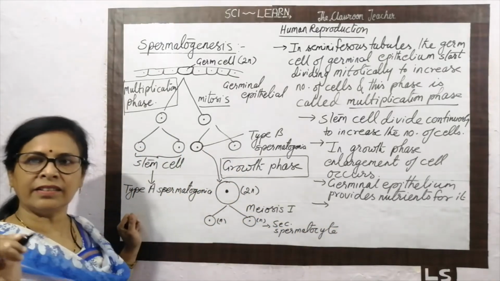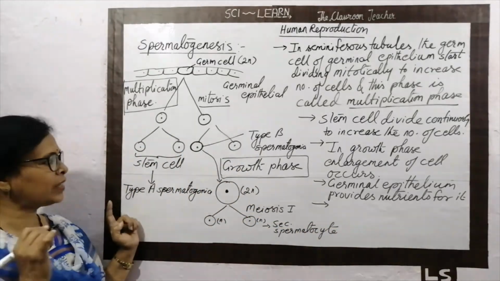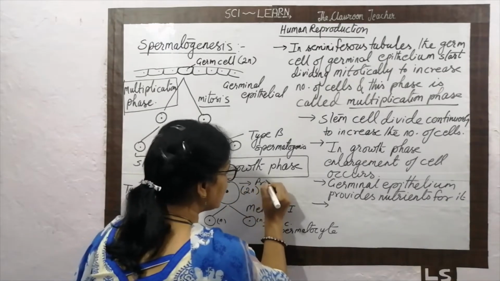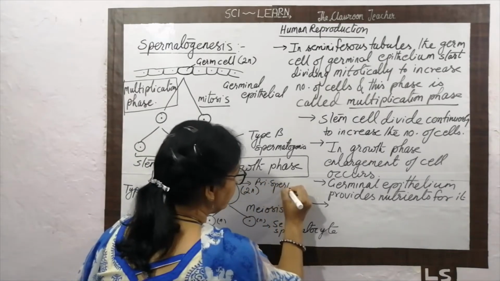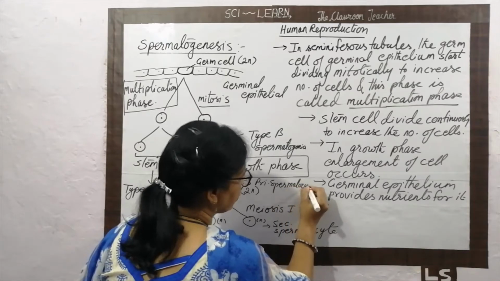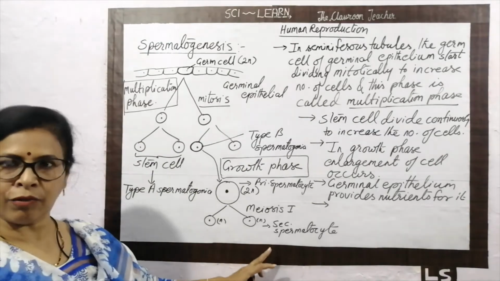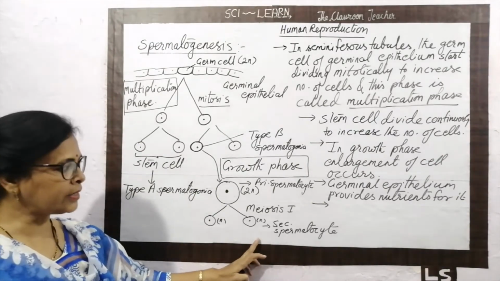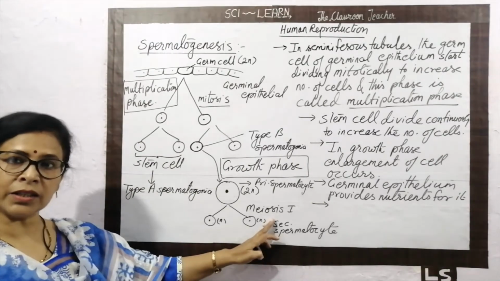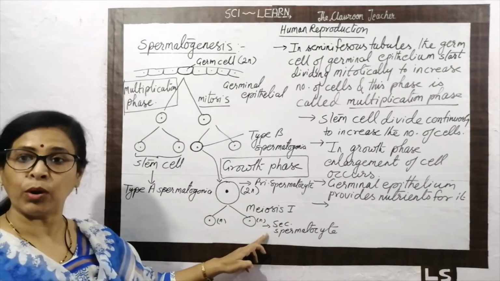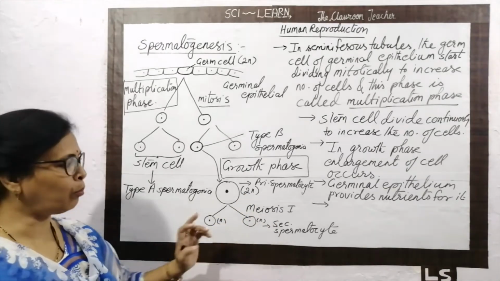If this is the secondary spermatocyte, then which is the primary spermatocyte? This is called the primary spermatocyte. As a result of meiosis 1, two haploid cells are formed, because meiosis 1 is the reduction division. So this 2n gets converted into single n, meaning the diploid cell gets converted into a haploid cell.